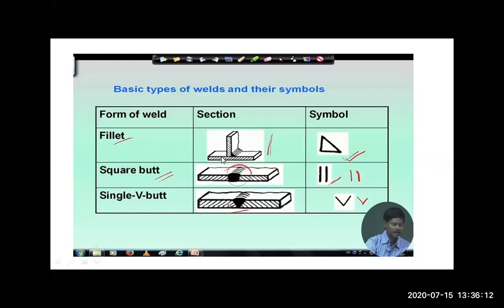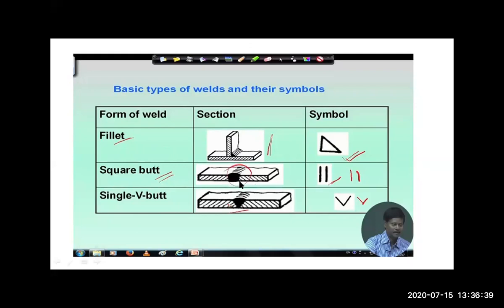These are the two plates they have placed against each other at a right angle, and the shape is like this. Now you can see here the fillet weld, and the symbol is given, right? This triangular symbol is there. Are you getting? Now the second is the butt joint. So in the butt joint also there are some sub-joints. So square butt means this is the square.